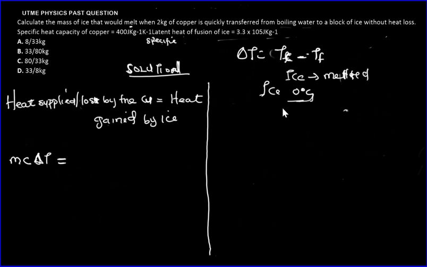I don't know if you guys understand this. You will know that the heat gained by the ice is going to be the latent heat of fusion, which is ml. Remember, the definition of latent heat of fusion: it's the heat that is required to change a substance from solid form to a liquid form without a change in temperature, without raising the temperature of the substance.